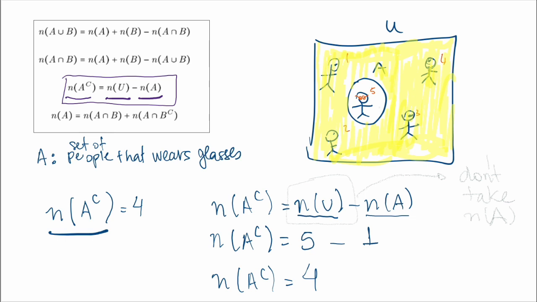So this is the first formula. It's a formula that works for any set, right? We could name a set B, C. This formula extends to any set.